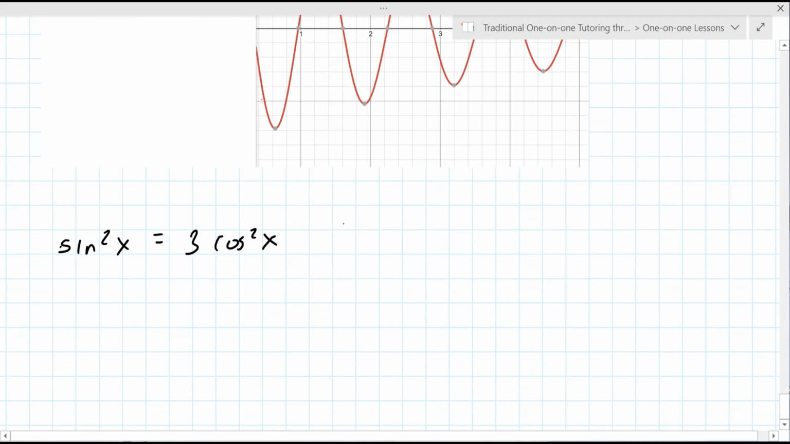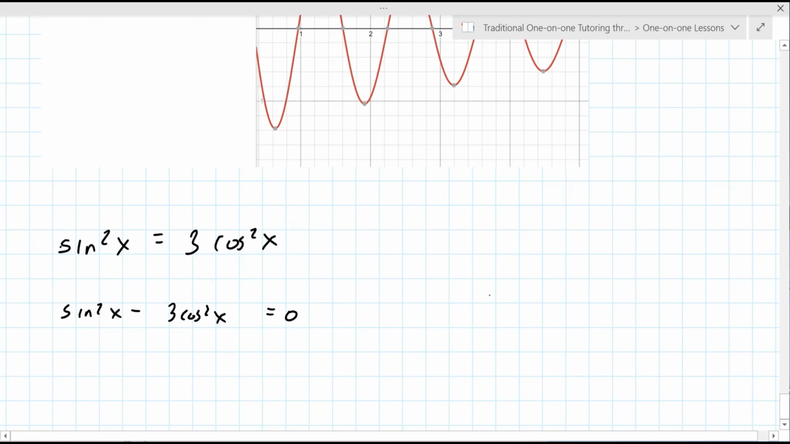Okay. So first thing is when you're solving equations, you generally get everything onto one side, especially when they're squareds. Because they're squareds, you're going to use one of the Pythagorean identities. Did you have a preference for moving the cosines left or the sines right? I have no preference. Okay, so I'm going to move it left. Sine squared x minus 3 cosine squared x equals 0.